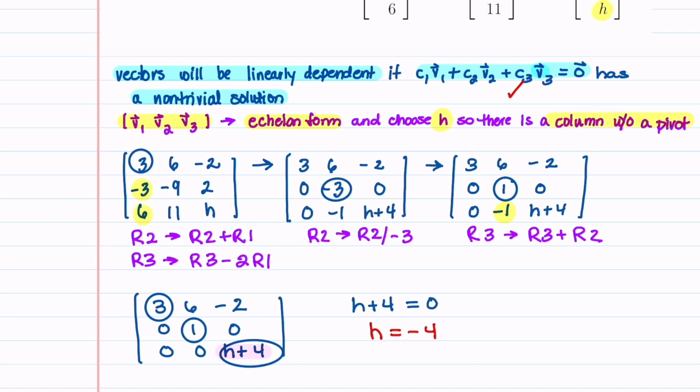So when h is equal to -4, we have a column without a pivot, and our vectors are going to be linearly dependent. If we wanted our vectors to be linearly independent, we would have to make sure that h plus 4 was not equal to 0.